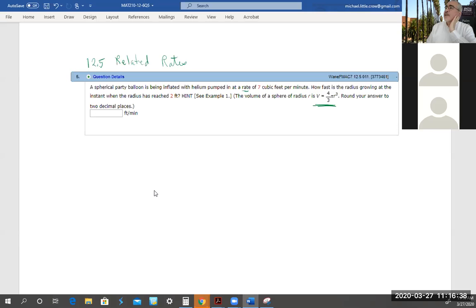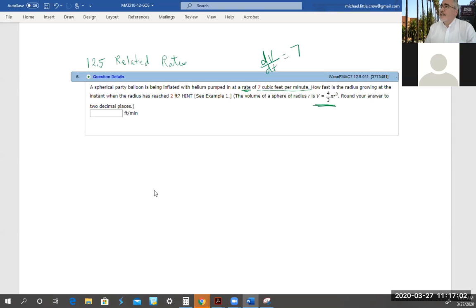So whenever you see the word rate, that's a rate of change. That's a derivative, 7 cubic feet per minute. And what's changing? That's its volume. And in these related rates ones, we're always taking the derivative with respect to time. So what I know is that this is the derivative of the volume, dV/dt equals 7. How fast is the radius growing? So we want to know the rate of the radius at the instant when the radius has reached 2 feet.